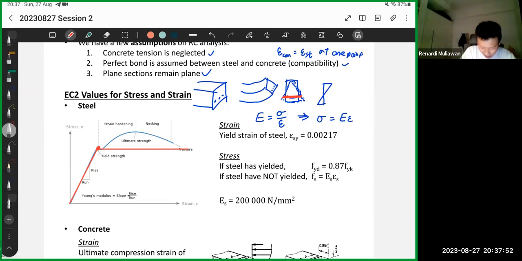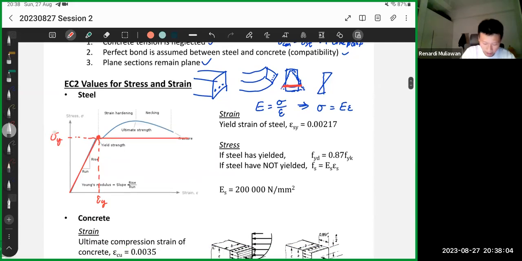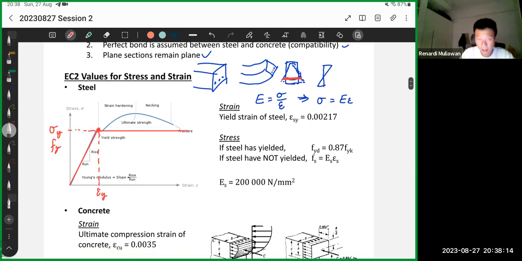So it's basically saying, okay, this one is the yield strain. This is the yield stress. Or we can say it's sigma y, or we can also say fy. Both mean the same thing. Sigma and f is the same thing. So what does it mean?